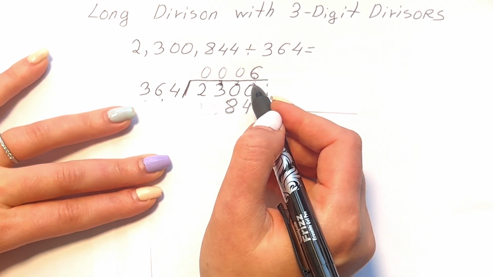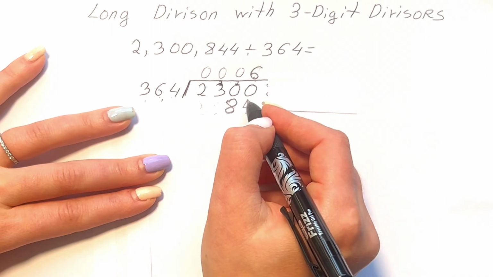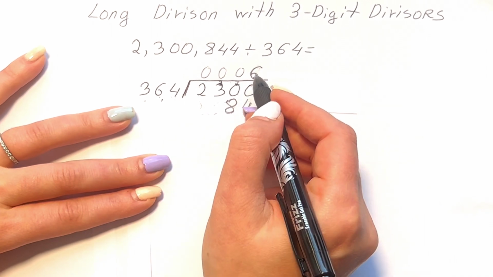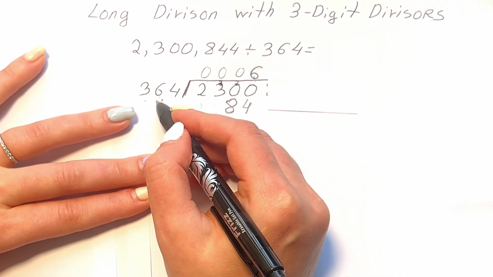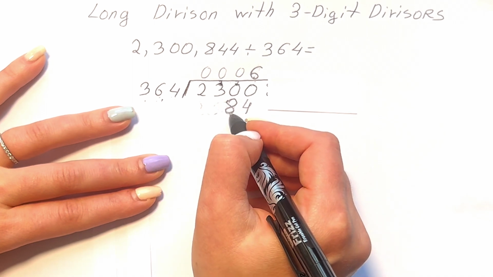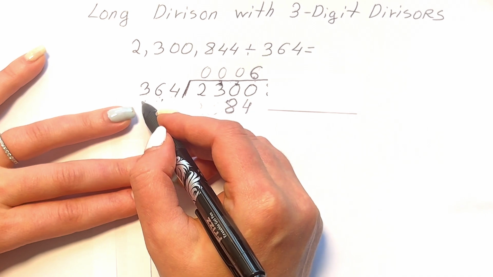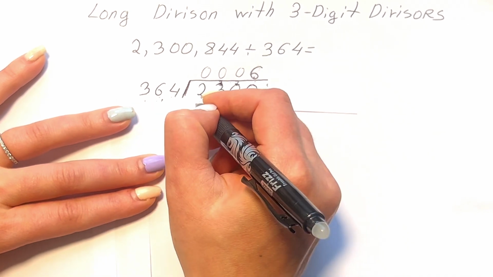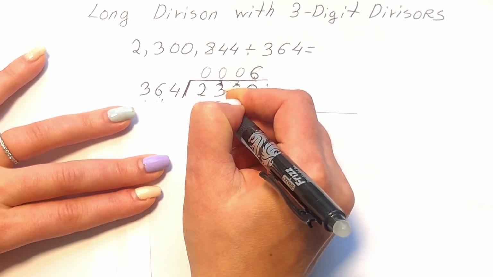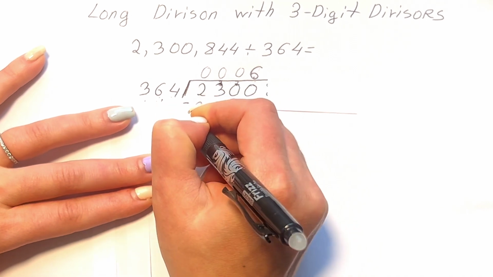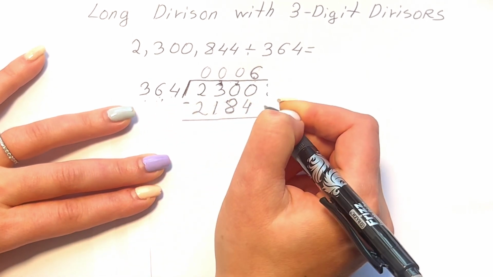Because let's do it again. 6 times 4 is 24. I'm gonna put the 4 and carry 2. 6 times 6 is 36. 2 more will be 38. I put the 8 and carry 3. Now 6 times 3 is 18. 3 more will be 21. Okay, let's subtract to get the remainder.